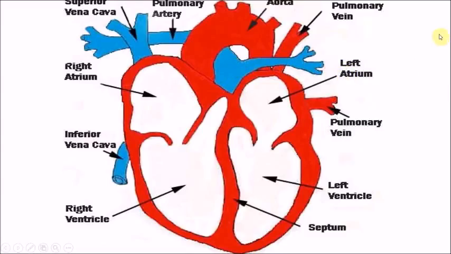The blood will then return through the pulmonary vein because pulmonary relates to the lungs. It's just gone to the lungs through the pulmonary artery. It will come back using the pulmonary vein.